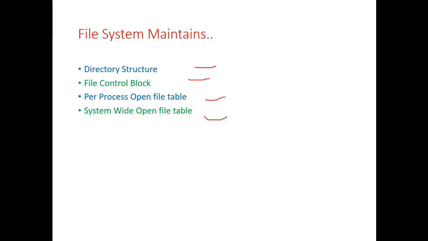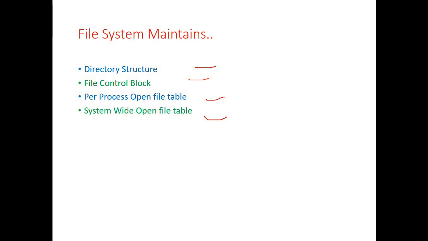Then the per process open file table is used to store the list of files opened by a process and their corresponding file pointer locations, and a reference to the system-wide open file table is also stored in the per process open file table. The system-wide open file table is going to store the list of files opened by all the processes in the system. That is maintained by the system-wide open file table.